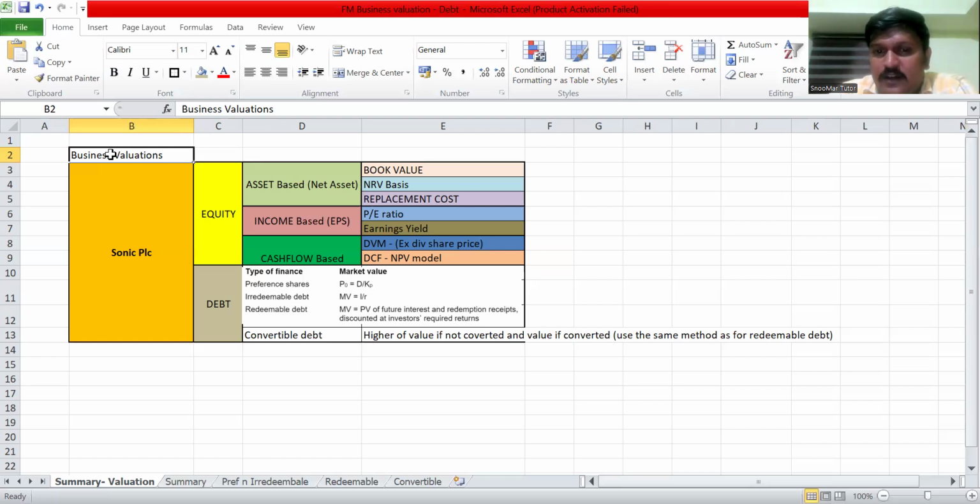Okay, and again, while deciding which PE ratio to use for the particular company we are talking about, Sonic PLC, we might not have a PE ratio available, or even if they have given you a PE ratio for the particular company, we might not be able to use it because we are not sure whether it is the right one.